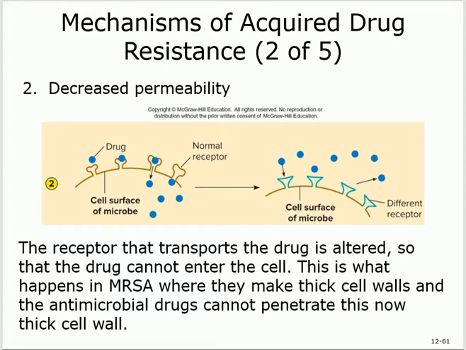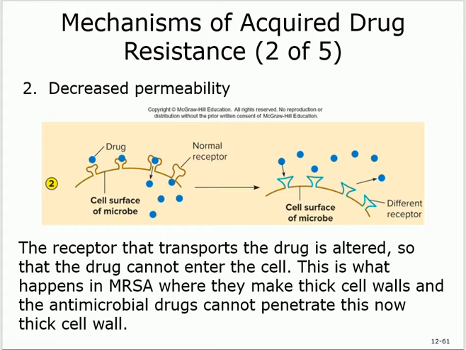The other thing is working on the permeability. Decreasing the permeability to the drug itself. And here's how it happened. Look at this picture right here. This is normally what's happening. The drug goes and attaches or interacts with receptors, and it will be allowed in. These types of bacteria drifted, they changed, and they changed these receptors, so when the drug comes, it will not be able to interact anymore. Okay? This is a change in the membrane itself.